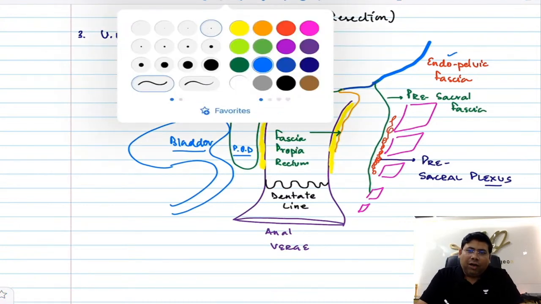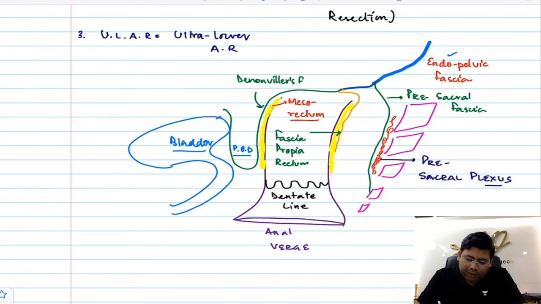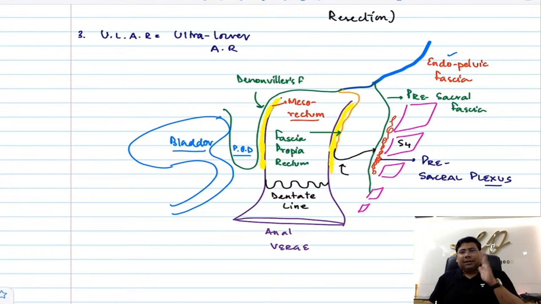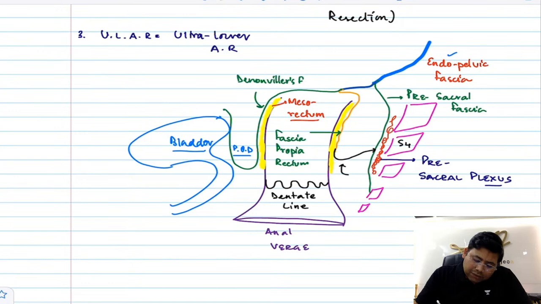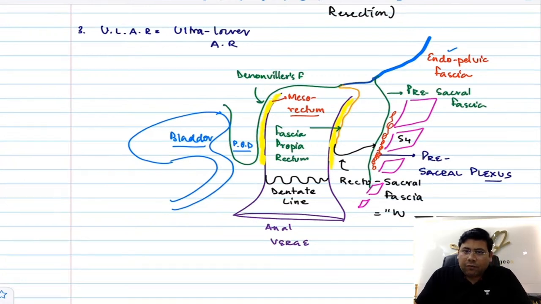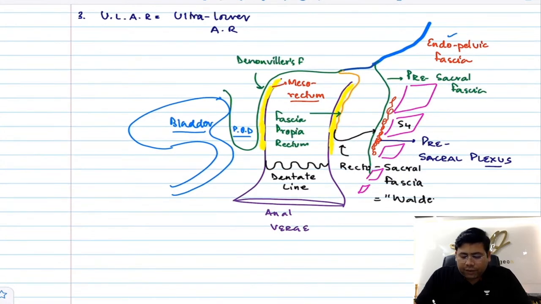And the next thing that you all have to see is, this fascia propria of the rectum takes a U-turn and inserts and mixes with the presacral fascia at the level of S4. You know, S4 is very important. And what shall be the name of this fascia? Sir, it is a fascia connecting the rectum to the sacral fascia, that is the presacral fascia. And that is why it is known as the rectosacral fascia. Or this rectosacral fascia is more popularly known as what fascia, students? Waldeyer's fascia.